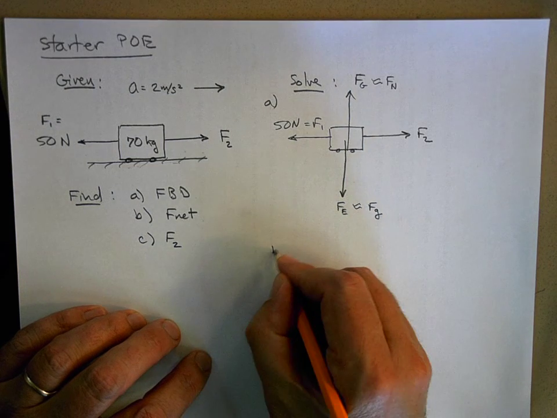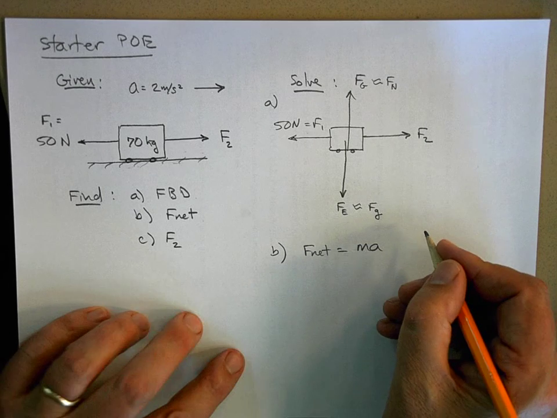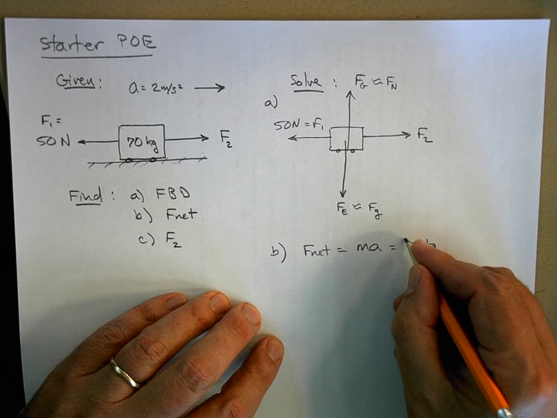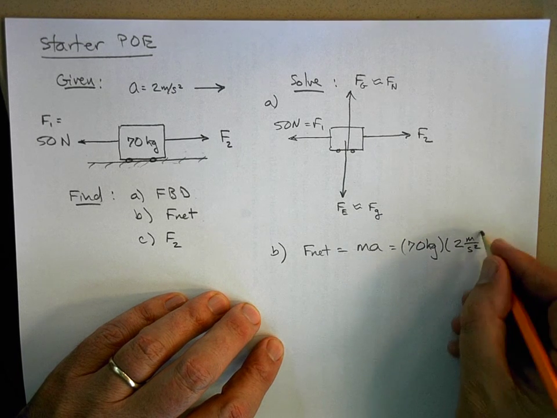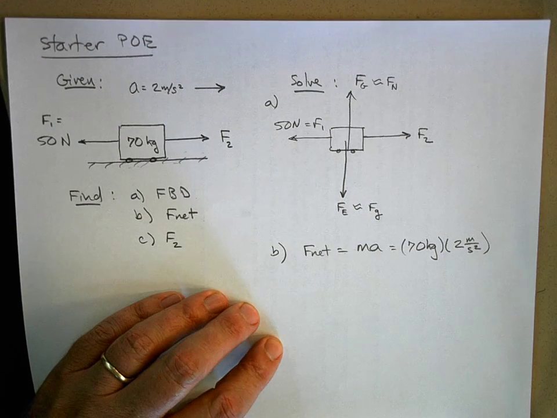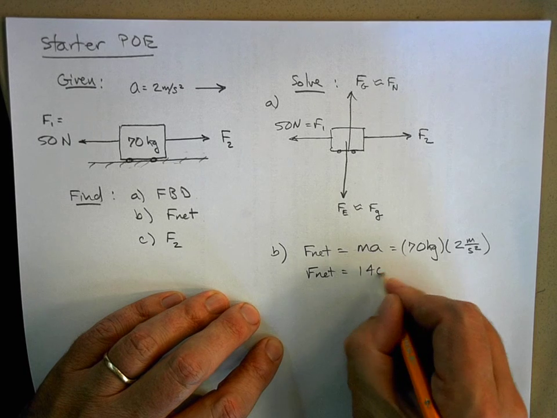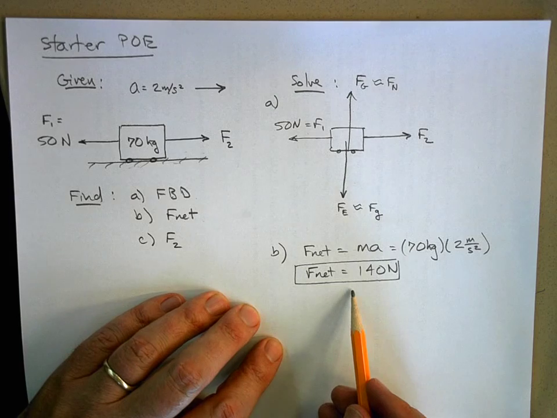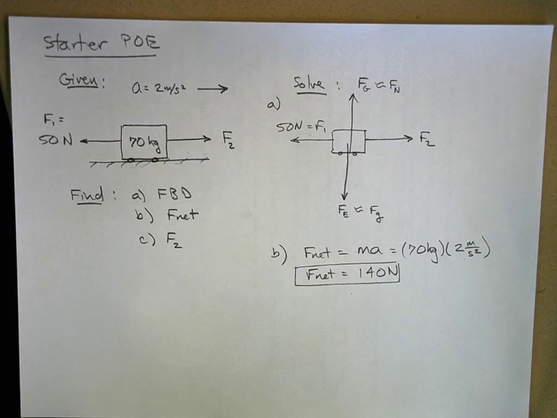Then for part B, the net force equals the mass times the acceleration. The mass is 70 kilograms. The acceleration is 2 meters per second every second, or meters per second squared. Therefore, the net force is equal to 140 newtons. We also know that because the acceleration is positive, meaning to the right, the net force is to the right.